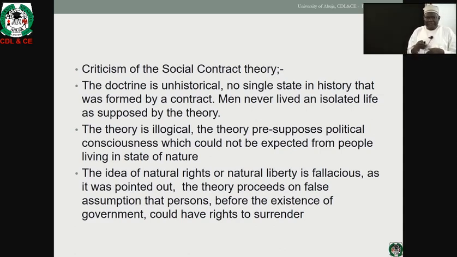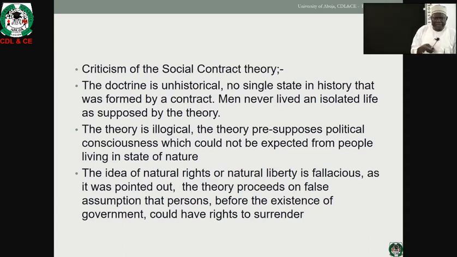Men never lived an isolated life as supposed by this theory. Even today, you don't live an independent and isolated life. No country lives by itself alone. You need the support, the cooperation of other countries. So it translates to individuals. You say, okay, you are a member of a society. You only live in your domain, only live in your house. You don't know anybody. You don't relate with anybody apart from members of your family. It's not possible. It's not done. So to that extent, the doctrine is unhistorical.